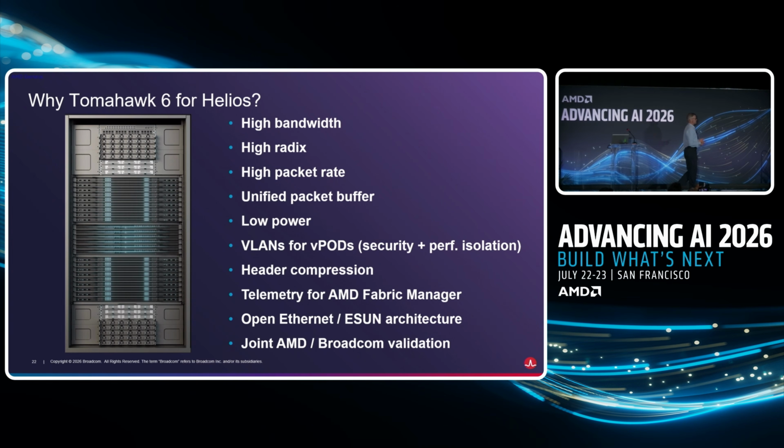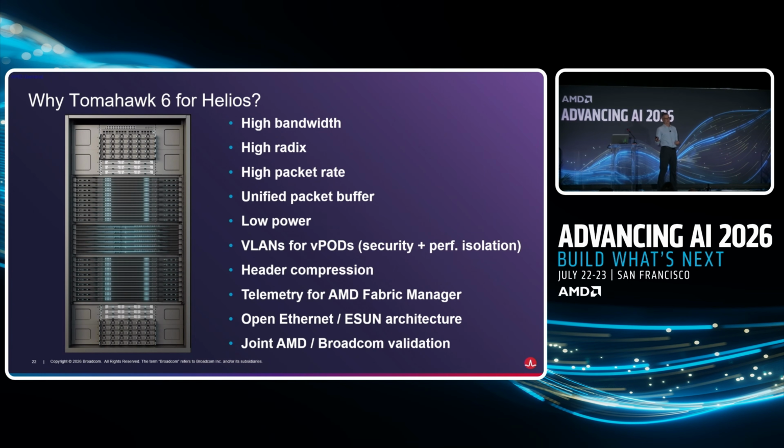It's very low power. It provides the VLANs that are needed to create the vPods that David talked about, which in turn will provide security and performance isolation between different jobs on shared hardware. It also includes some features such as header compression that I'll get into in subsequent slides. It also has telemetry for the AFM, or AMD Fabric Manager. Again, this is that single pane of glass throughout the network to analyze the scale-out, scale-up, and front-end network.